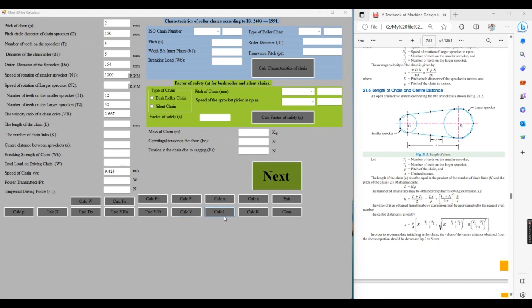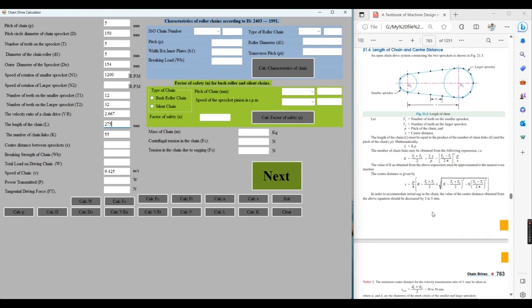Here in this application we have to check whether it can calculate the length of a chain or not. P, as we discussed earlier, we can enter the value here. Let's take around 5, and the other is K, the number of chain links. Let's say there are 55 links in a chain drive, then calculate L. Then the total length of the chain becomes 275 millimeters. So the application is capable of calculating the length of a chain.